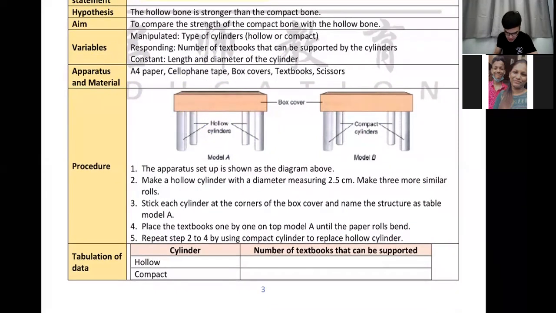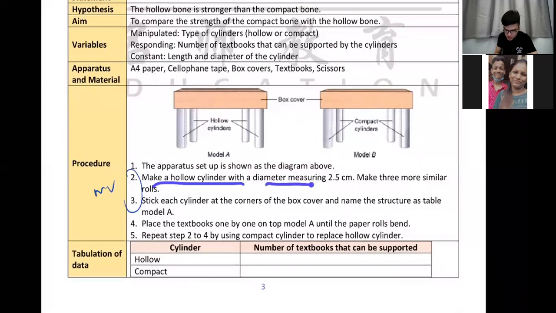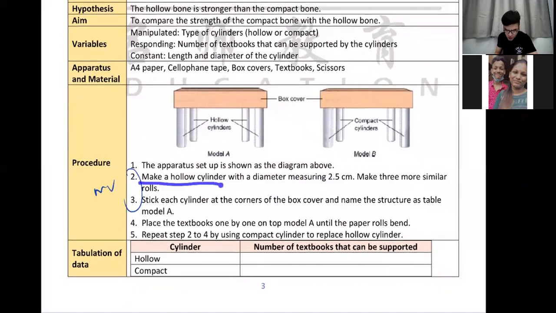As you can see, these two are your MV, but they are doing it in 2 steps. Make hollow cylinder with diameter measuring 2.5. This one you don't need to say. You can just say make 4 hollow cylinders, and stick each at the corner of a box cover. You can put these two in 1 step. Why are they writing it so long? Because this is from a textbook. Of course, textbook needs to be more proper. That's why they write it longer. In your case, you can just say make 4 cylinders and stick each cylinder at the corner of a box cover. That's all. 1 step. That's your step 2. You already show how you control your MV by saying about your cylinder.